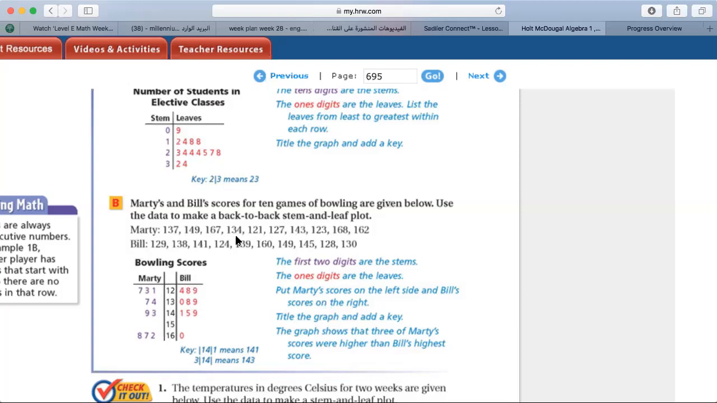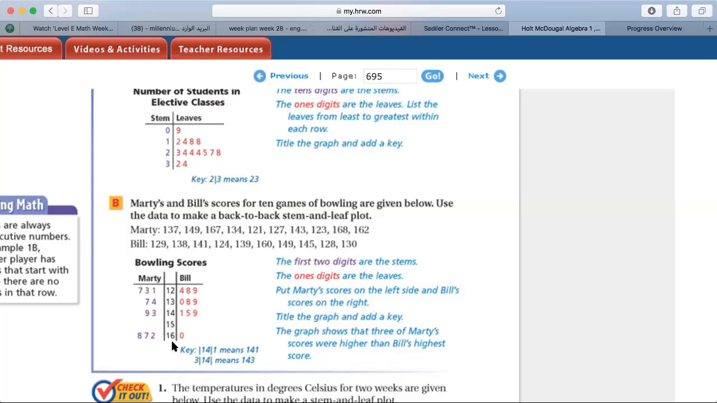The 160s, I have 162, 167, 168. So I'm going to put 8 and 6 and 2 and 7 and 8, the last digits. I'm going to put them in the leaves and put the other digits that are left, which is 16, under the stem part.